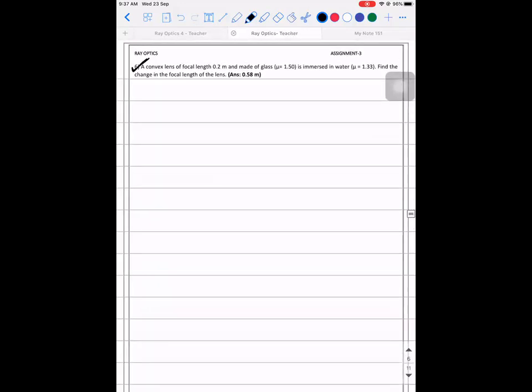Listen. There is a convex lens of focal length 0.2 meter. Collect the data. It is made of glass of refractive index 1.5, so mu2 is 1.5, and it is immersed in a medium whose refractive index is 1.33. 1.33 is 4 by 3. Remember, 1.5 is obviously 3 by 2, and 0.2 is 2 by 10. Find the change in focal length of the lens. They're asking the change, not the final focal length.